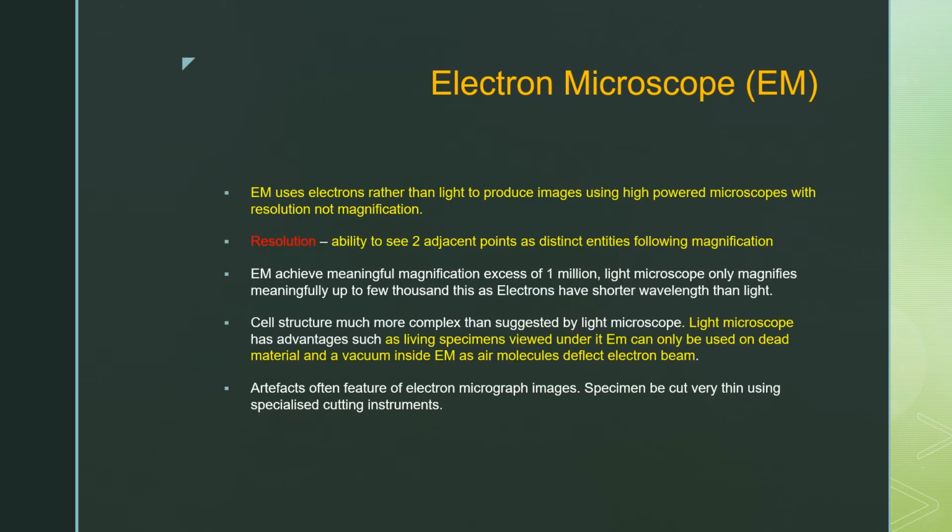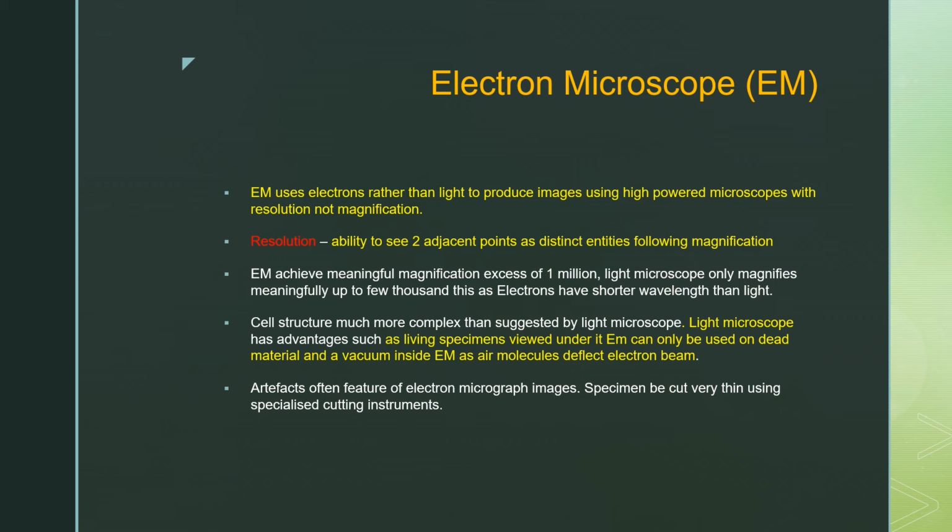We're now going to move away from the light microscope and on to the electron microscope, or EM. The EM uses electrons rather than light to produce images, using a high-powered microscope with resolution and not just magnification. To make this more understandable, resolution is the ability to see two adjacent points as distinct entities following magnification. The EM achieves meaningful magnification in excess of 1 million, and the light microscope only magnifies meaningfully up to a few thousand, because electrons have a shorter wavelength than light.